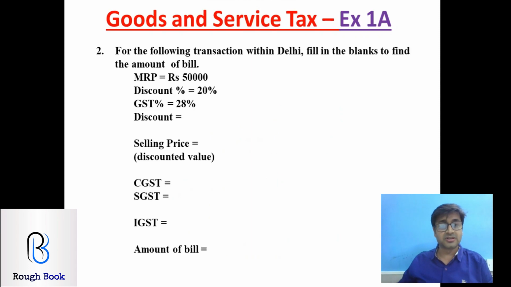Let's see what the question says. So for the following transaction within Delhi again, okay, find the amount of bill. I'm sorry, here there is a printing error. This is from Delhi to Jaipur. This is not within Delhi. This is from Delhi to Jaipur.